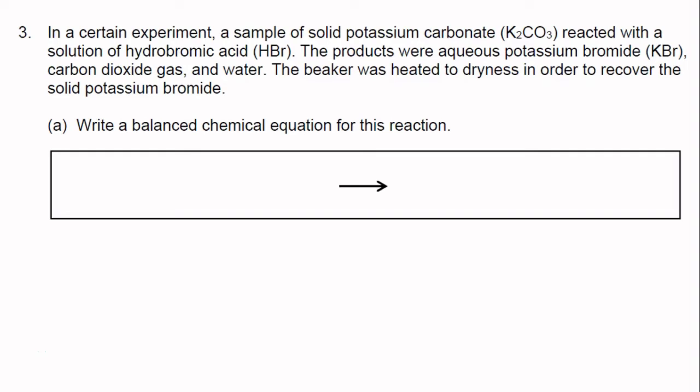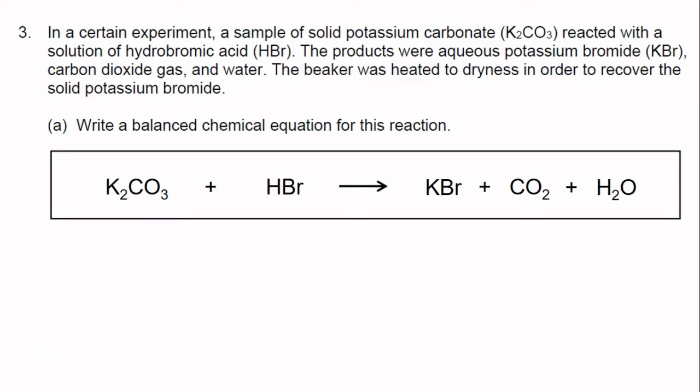Okay, this is question 3. In a certain experiment, a sample of potassium carbonate, that's K2CO3, reacted with a solution of hydrobromic acid, HBr, and the products were aqueous potassium bromide, carbon dioxide gas, and water. This equation is not balanced.